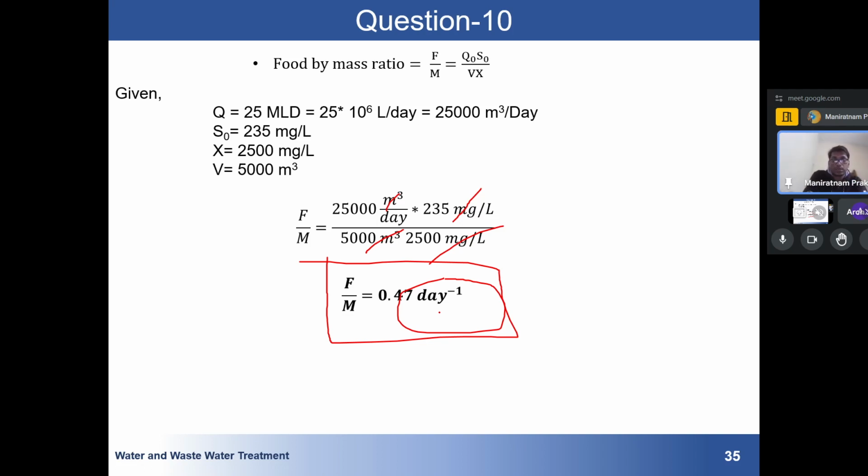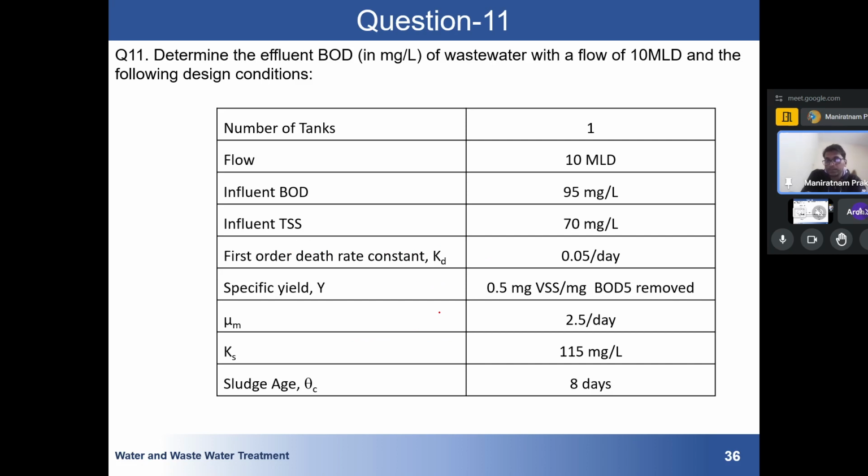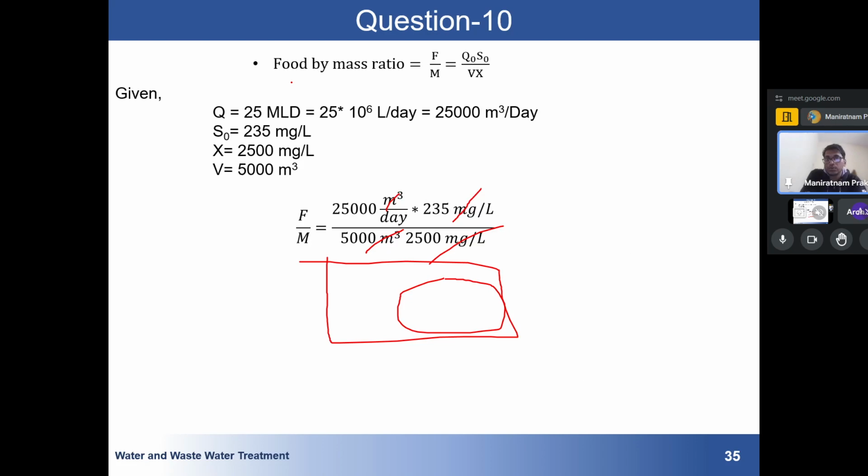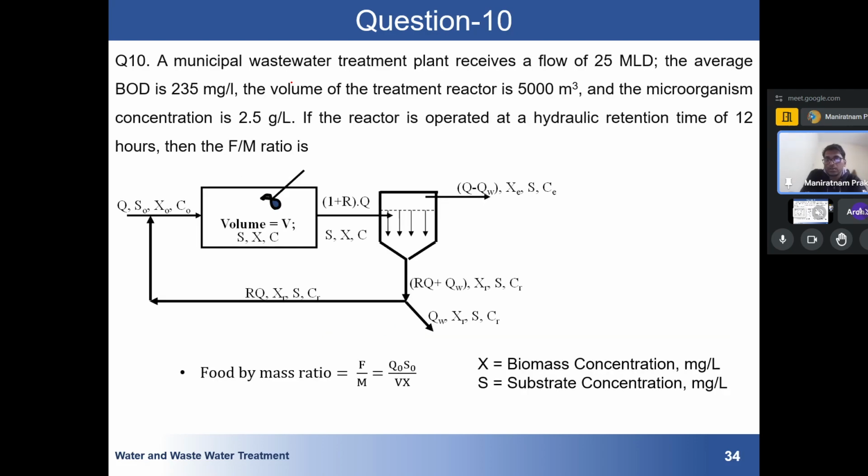I hope you have understood. Coming to the last question of the day: determine the effluent BOD. Remember, this is influent BOD, meaning the initial BOD that was coming into the system. Now after treatment, some BOD will be going out, and you have to determine how much BOD will be coming out. So there is a proper derivation.